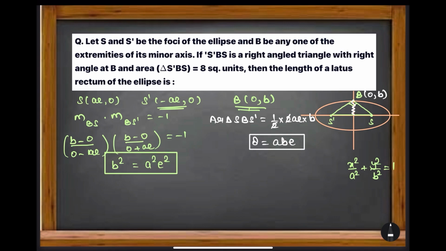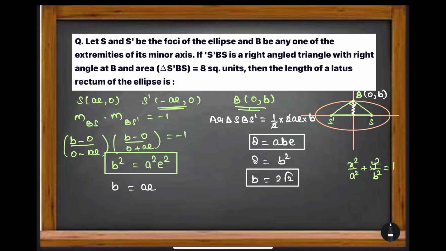Now look at this. We have b equal to ae, so can I say that b square will be equal to 8? So b will be equal to 2 root 2. I'm talking about only the positive part. So we got b as 2 root 2.